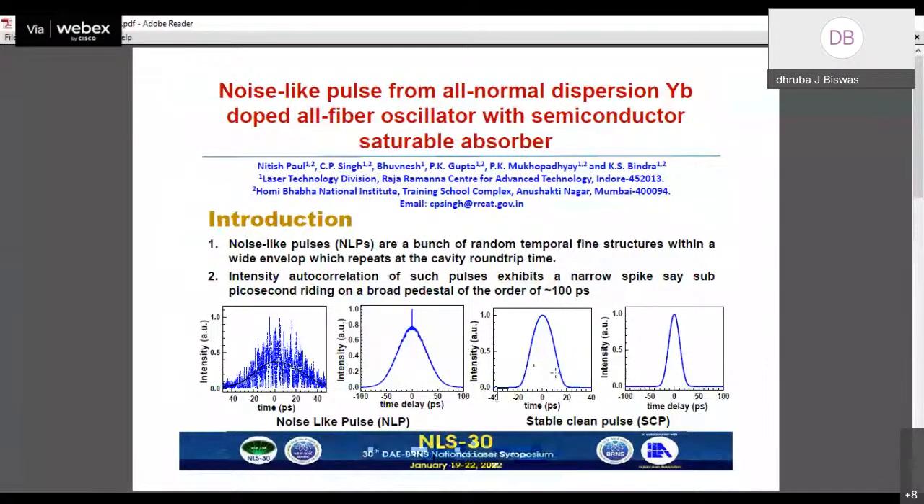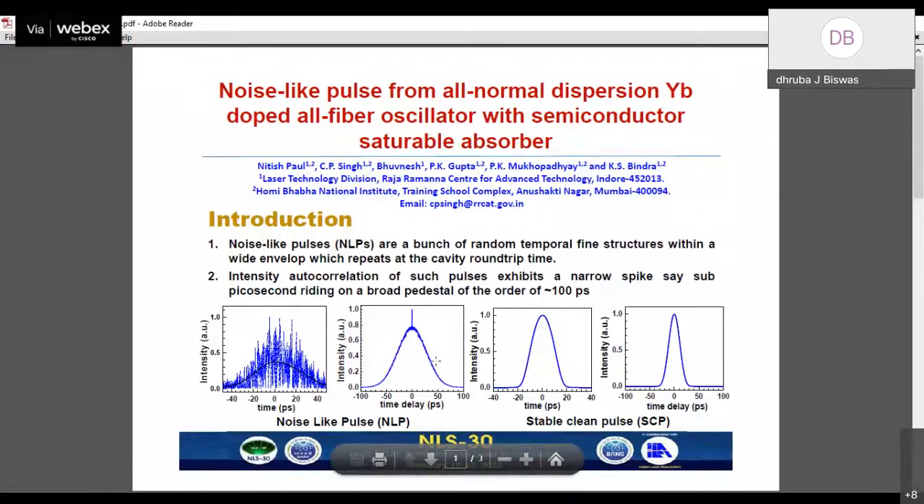Here you can see this type of noise-like structure. These are basically simulated structures. In real time, you can't see this kind of fine structure in an experiment. If you want to see these, very large bandwidth oscilloscopes are required. But then how do we characterize this kind of noise-like pulses? We have to depend on the autocorrelation traces.